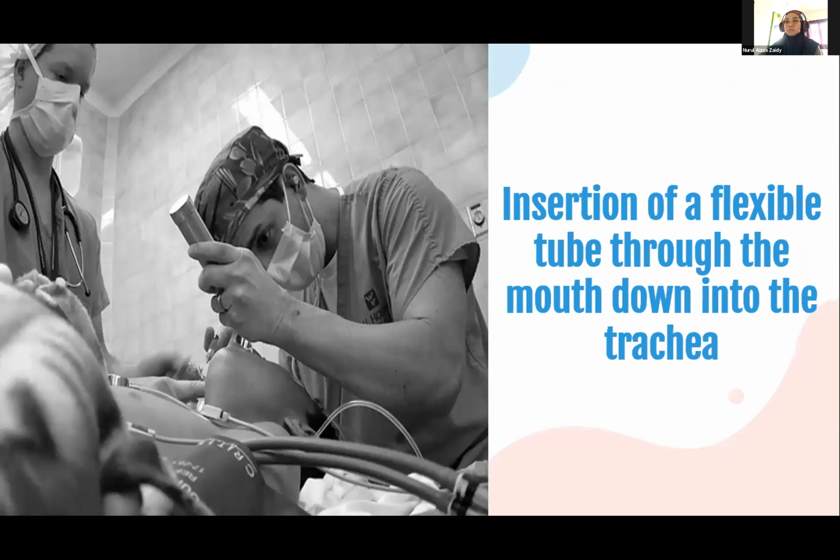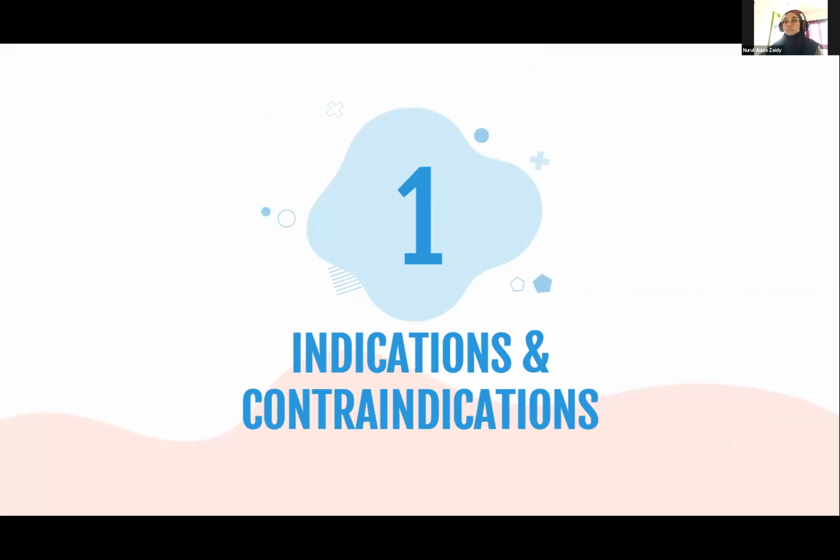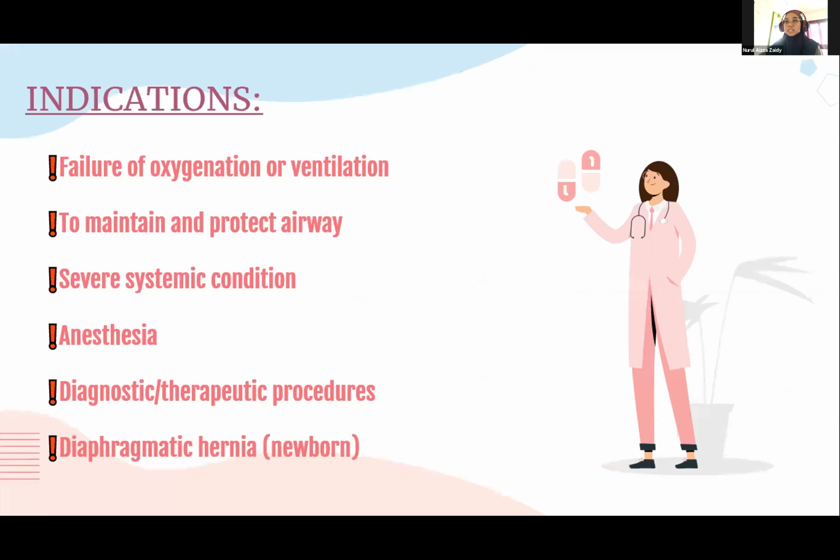Okay, so first of all, what is endotracheal tube insertion? It's basically a procedure of inserting a flexible tube through the mouth down into the trachea. So what are the indications and contraindications? For the indications, when there is failure of oxygenation and also ventilation. So clinical evidence of respiratory failure should be checked, such as poor respiratory effort, cyanosis, and also impaired mental status.